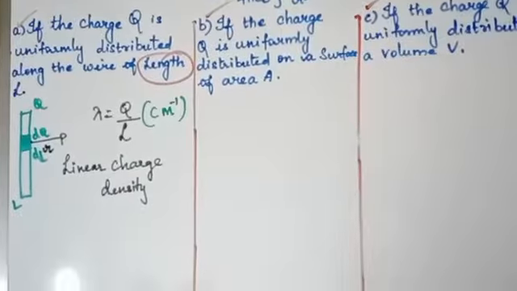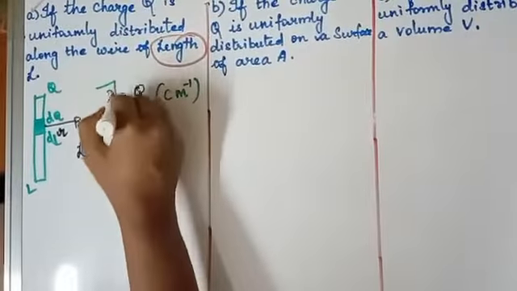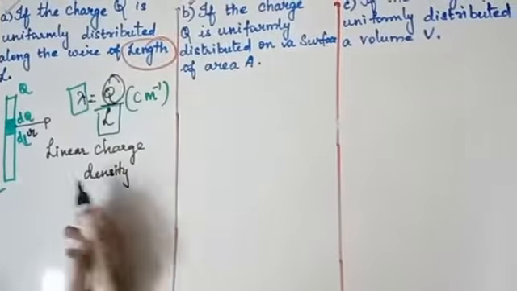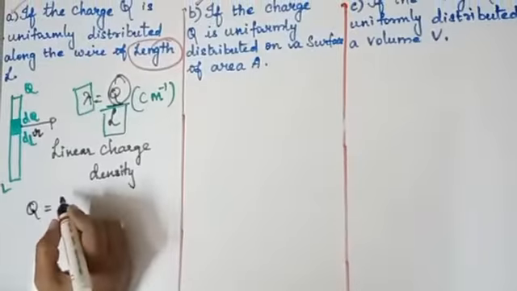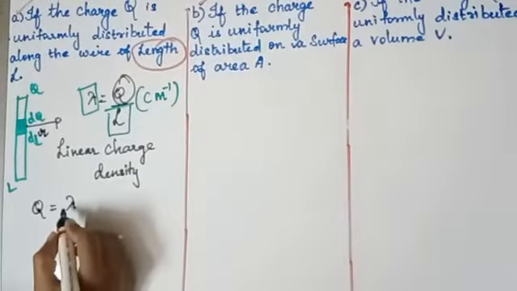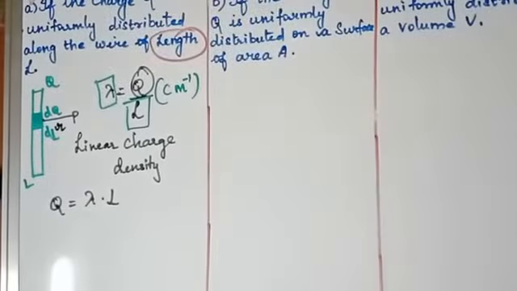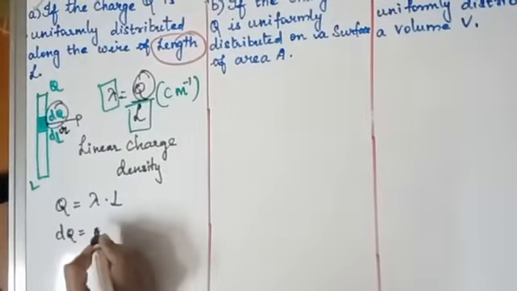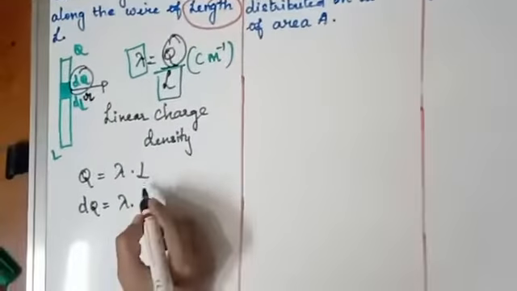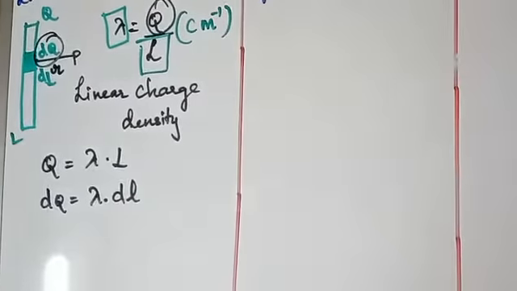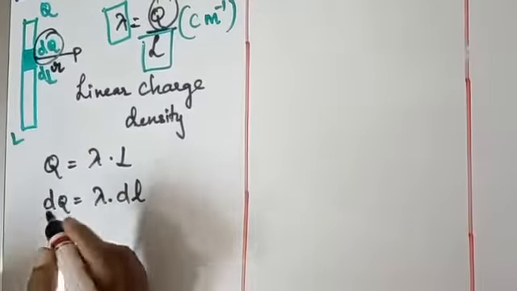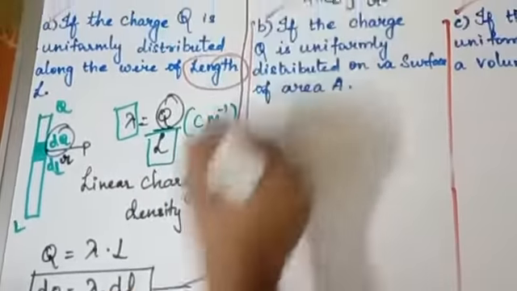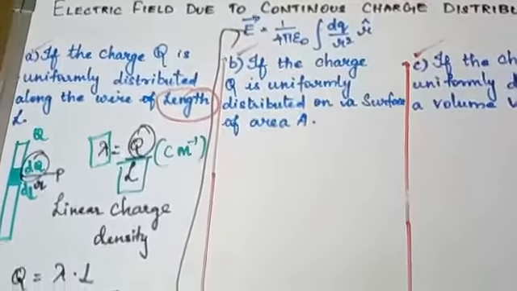Now let us derive the expression for the length here. We cross multiply between lambda and L to find the charge Q. So Q is equal to lambda multiplied by L. To find the small value of Q, we substitute dq is equal to lambda multiplied by small l, that is dl. Here we are going to substitute this formula into the electric field formula, so instead of dq we substitute this.